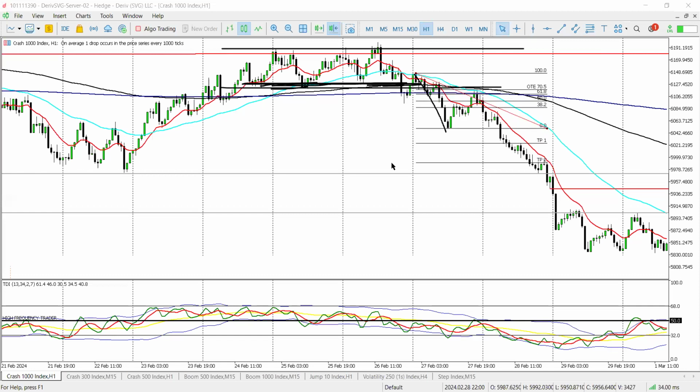Then price is reacting off the 61.8. Nice rejection there, pin bars in that area. Price is also bouncing off a resistance zone. TDI is also confirming with the bounce off the 50 level. You see, everything you know about trading just lines up. And if it lines up, you execute your trade.